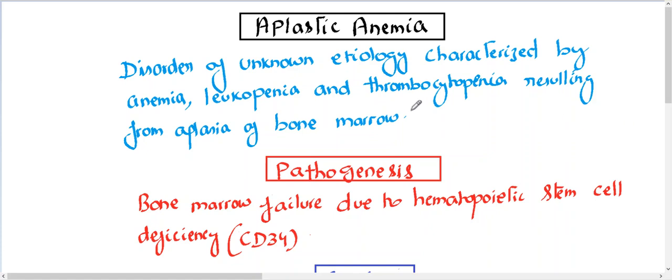So guys, today we'll talk about aplastic anemia. What exactly is this condition? Its pathogenesis, causes, then clinical features, blood picture, bone marrow findings, and management, and lastly the treatment. I will also talk about the complication of bone marrow transplant, that's graft versus host disease. You must know about this topic while you are preparing for USMLE.